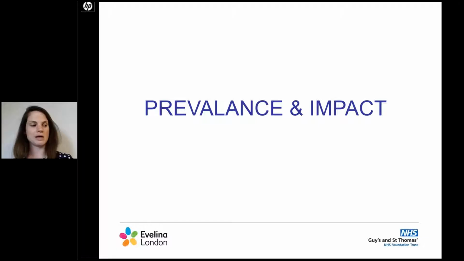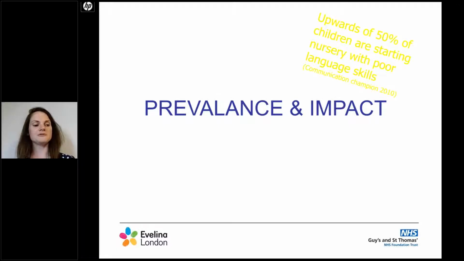So now we're going to talk a bit about prevalence and impact of speech and language difficulties. So we know that upwards of 50% of children are starting nursery with poor language skills. In some deprived areas, there's so many children who don't have adequate speech and language skills they need to be able to access the curriculum.